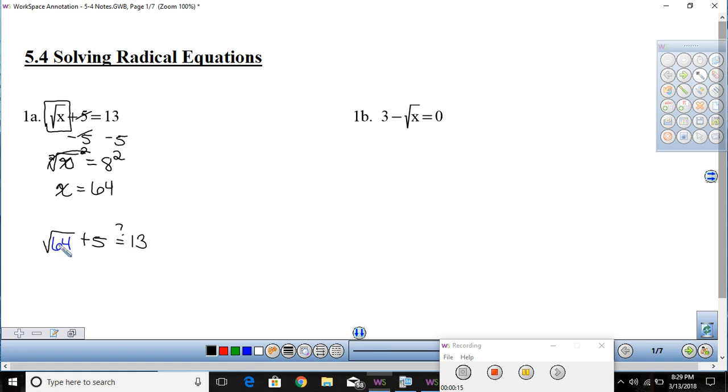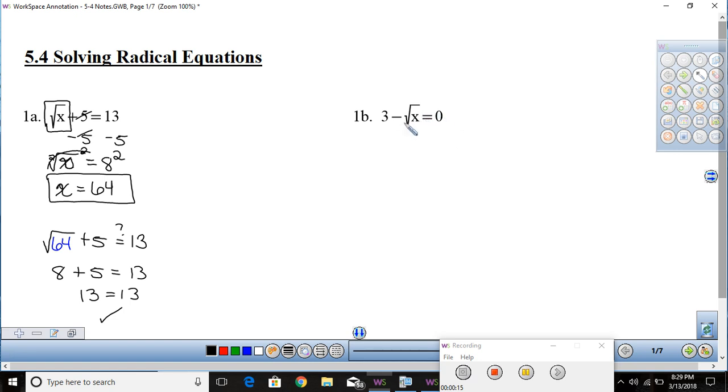Well, the square root of 64 is 8. And if I take 8 and add 5 to it, that does equal 13. So no extraneous solutions here. 64 is a good solution. So now we come over here, we're going to do the same thing.